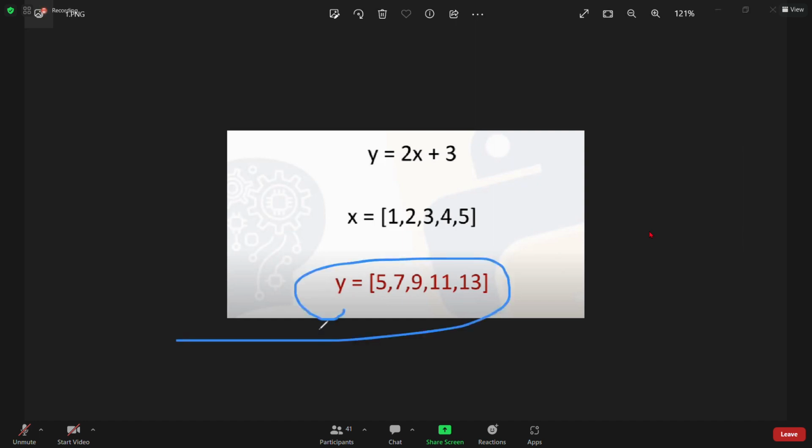This is a traditional programming language. This is called traditional learning. It means we feed input and the logic is already defined and we get output, isn't it? So this is called traditional learning.